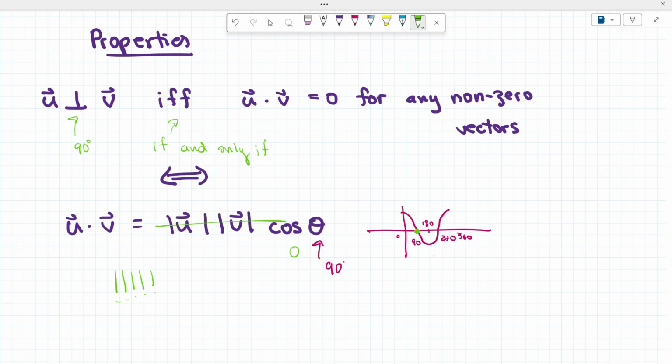And it's a really quick, easy test to determine if they're orthogonal: if you take the dot product and you get that it's 0. Okay, so that's kind of a big fun property. Let's move on and look at some others.